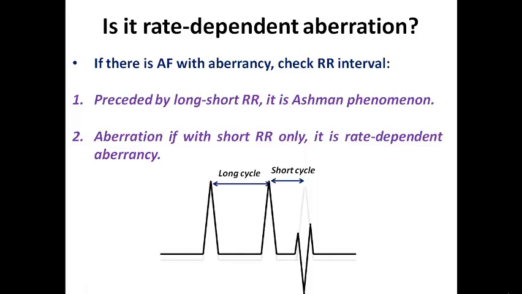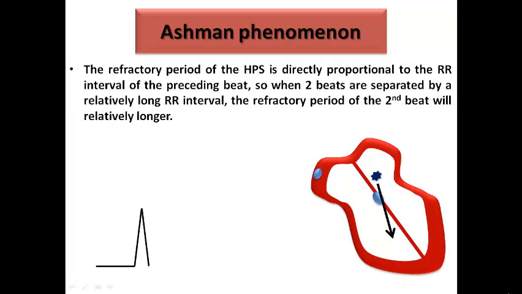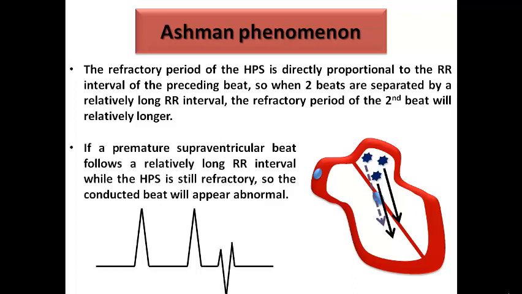So let's explain this to understand why the long-short cycle leads to this aberrant beat, as we can see here. The refractoriness of the His-Purkinje system is directly proportional to the RR interval of the preceding beat. So when two beats are separated by a relatively long RR interval, as in this example, the refractory period of the second beat would be relatively longer. Then the problem appears here. When there is a premature supraventricular beat, as we can see in this dashed violet arrow, this beat follows a relatively longer RR interval while the His-Purkinje system is still in the relative refractory period, so the conducted beat would appear abnormal, showing aberrant conduction, as we can see here.